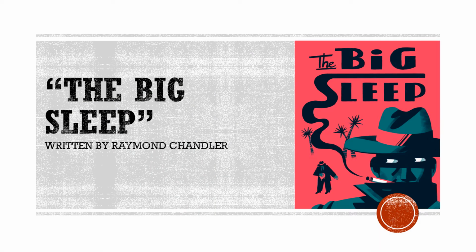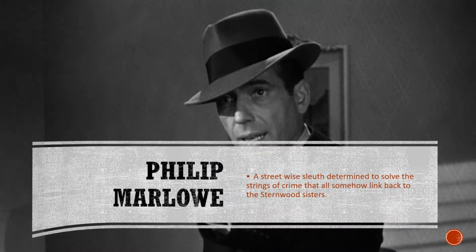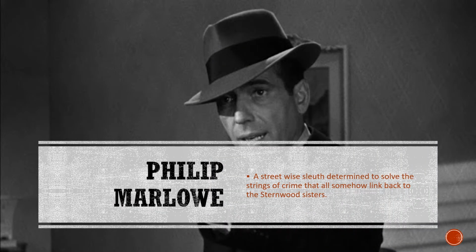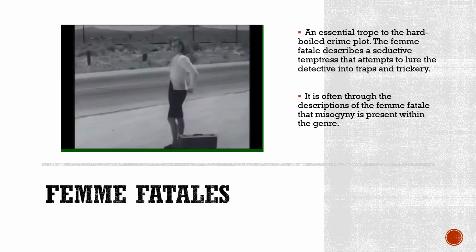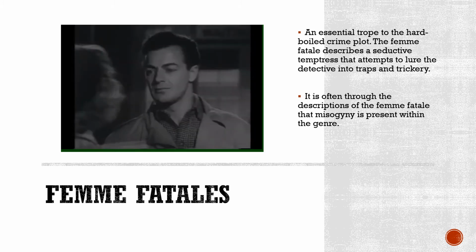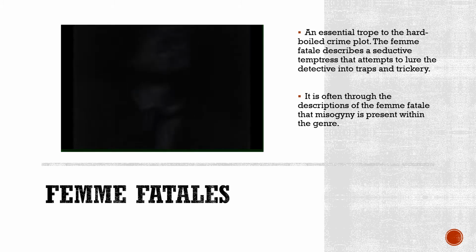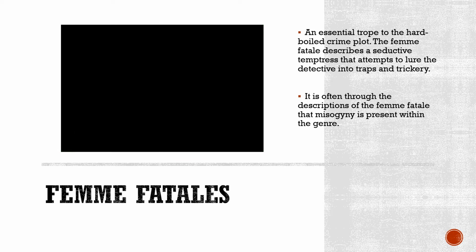Raymond Chandler's The Big Sleep refined the genre to what we know it as today. We are introduced to Philip Marlowe, a streetwise sleuth determined to solve the string of crimes that somehow all link back to the Sternwood sisters, Vivian and Carmen. An essential trope to the hard-boiled crime plot, the femme fatale describes a seductive temptress that attempts to lure the detective into traps and trickery.